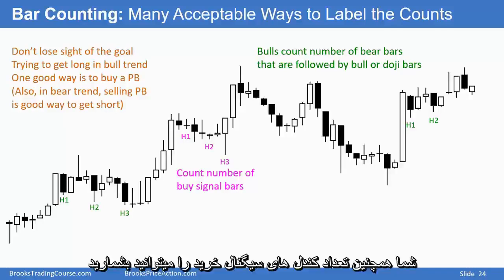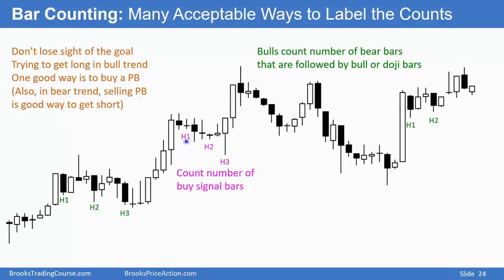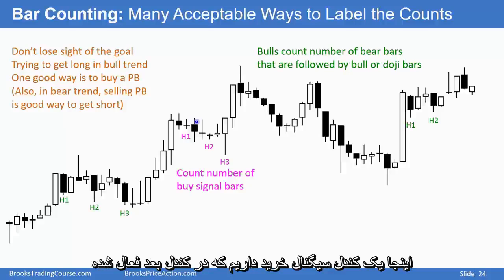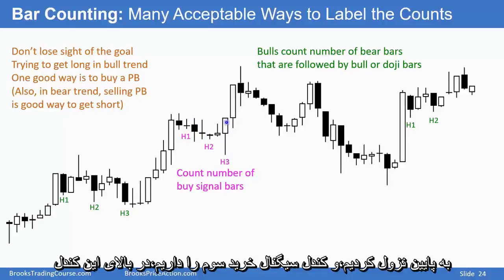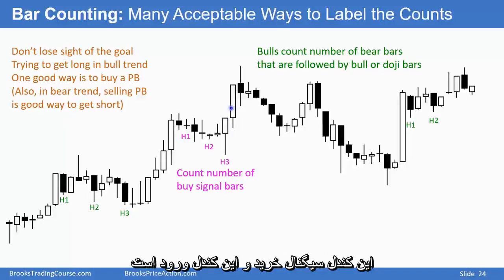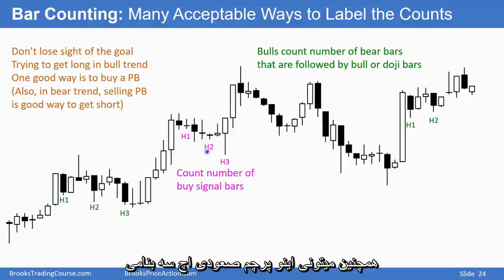You can also count the number of buy signal bars. Here's a buy signal bar, it triggered, a buy signal bar, it triggered, and then we broke to the downside. We have a third buy signal bar above this bar, right? This is the buy signal bar, the entry bar. You can also call this a high 3 bull flag. Again, strong bull trend, stop down here.